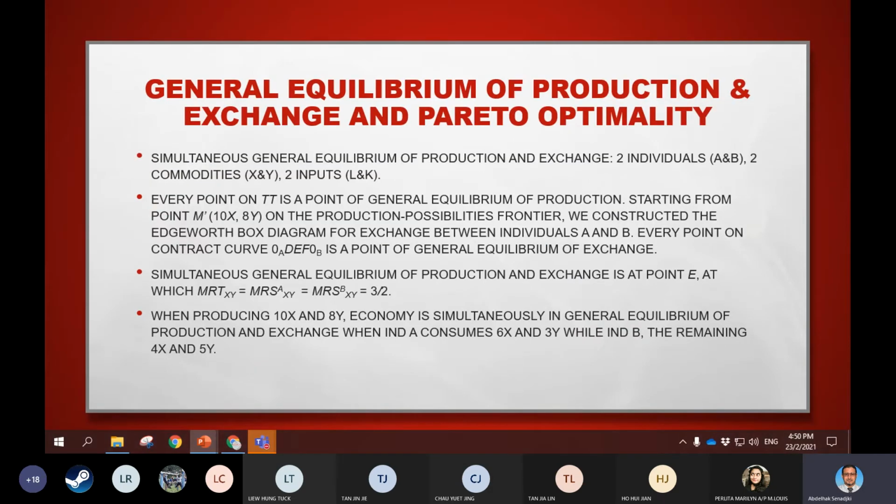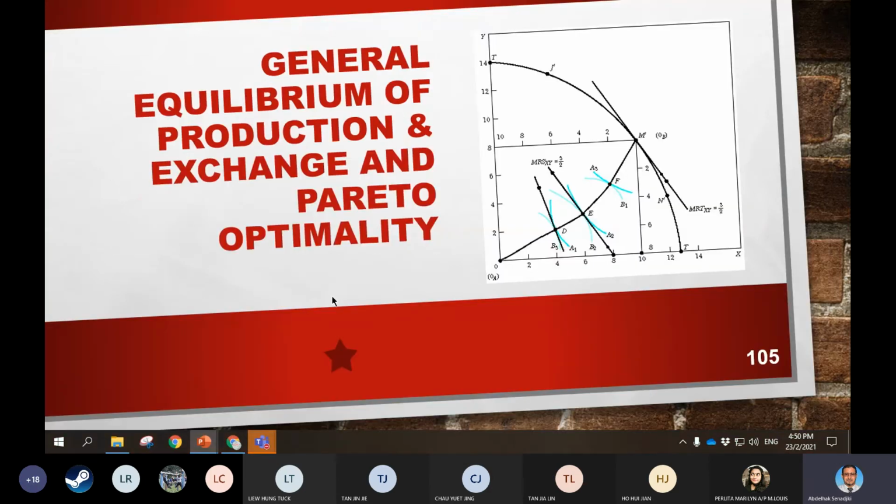Now we talk about general equilibrium of production and exchange, or Pareto optimality. For simultaneous general equilibrium of production and exchange, we assume we have two individuals, A and B, two commodities, X and Y, and two inputs, which are labor and capital. This is the explanation, so I'm going straight to the graph. Every point here on this PPF shows efficiency.